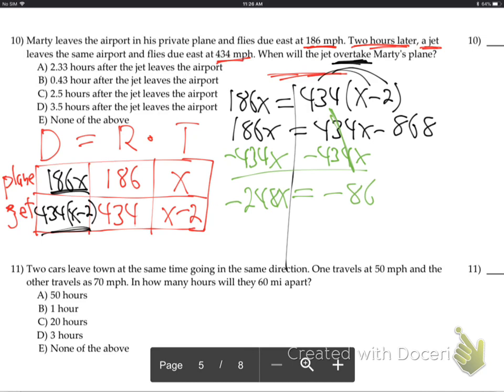248 minus 868. Last step. Minus 248. What is it? 3.5. Now, this is real. Don't quickly go grab that. I mean, it might be right, but let's be super careful. Remember, they're trying to trick us on the end of these.